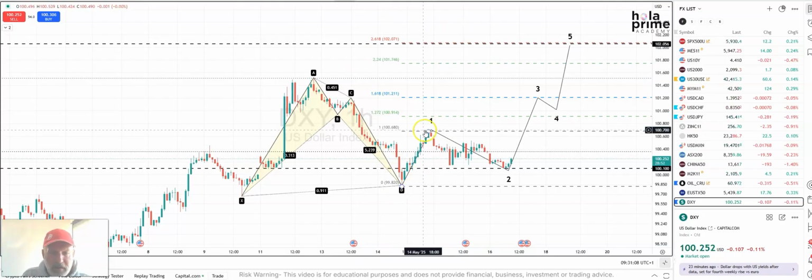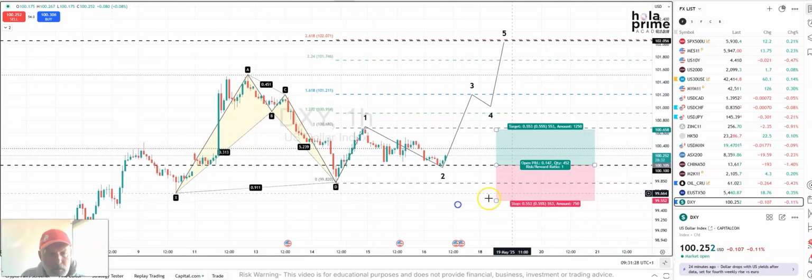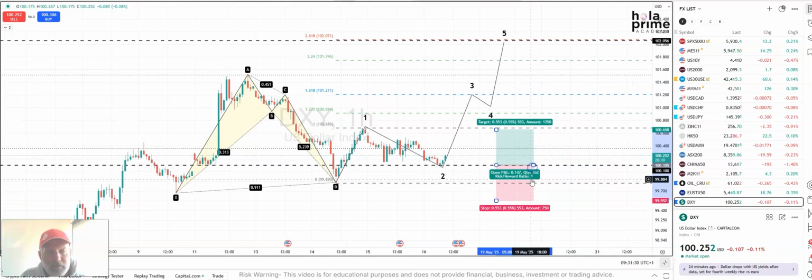Projecting my fib extension tool onto this chart clearly highlights that I should be moving higher within a bullish Elliott Wave count. And why is this important? Well, going back to money management, I know where I want to get long of dollars.